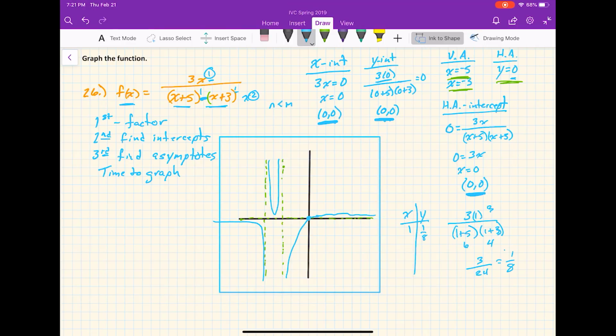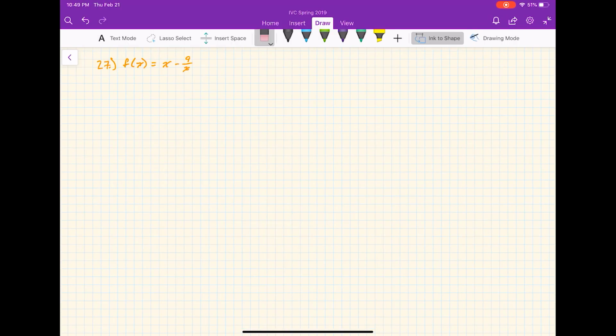There you go. All right, I'll restart it here. Hopefully it'll go smoother. Do number 27 here. A little bit of a trickier one because with our factoring, we have to sort this all out and get it all into common denominators and whatnot.